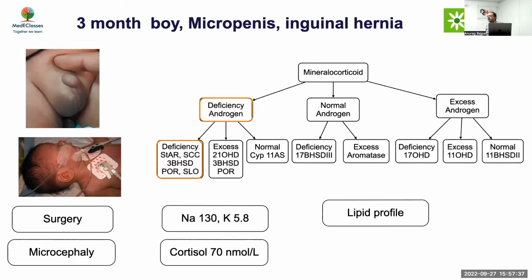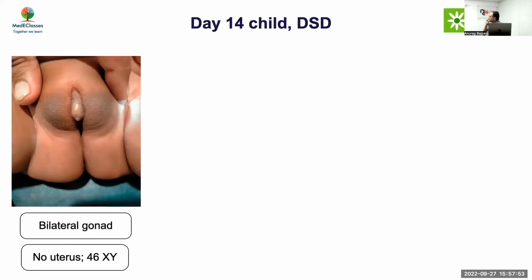Cortisol was on the lower side. You did a lipid profile which showed a low cholesterol. So this was Smith-Lemli-Opitz syndrome. Again, if you have androgen deficiency along with deficiency of mineralocorticoids, think of proximal defects starting from SLO. Now, Naveen, day 14 child with DSD, bilateral gonads are there. No uterus, 46,XY. So this is XY DSD.